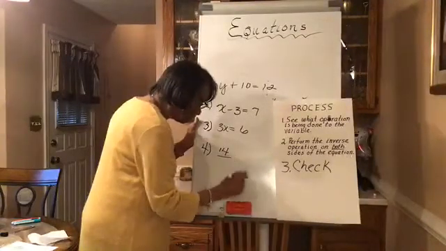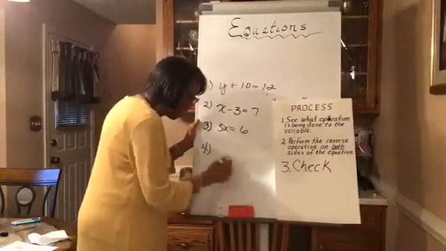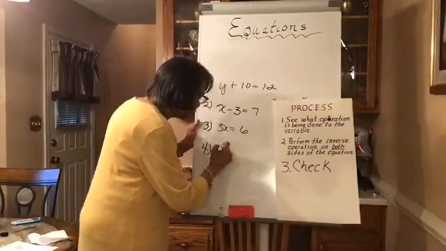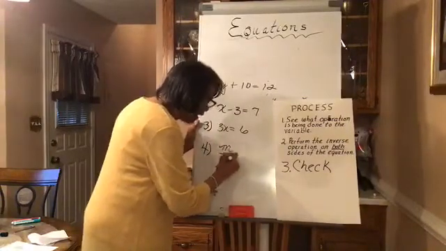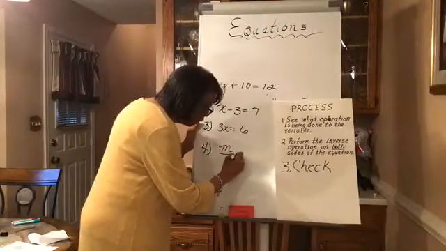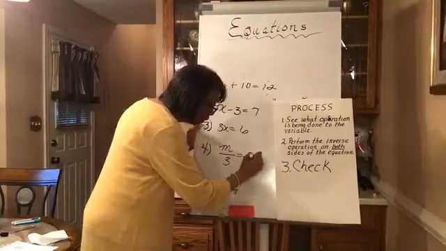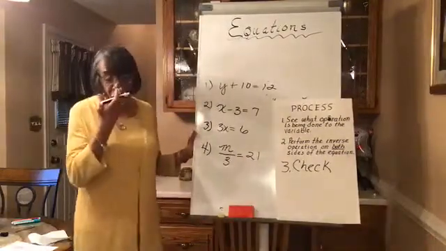And number 4, 14 divided by, I don't want that one. Okay, x, I'll use something else. I'll use m. M divided by 3 equals 21. All right, let's work those.